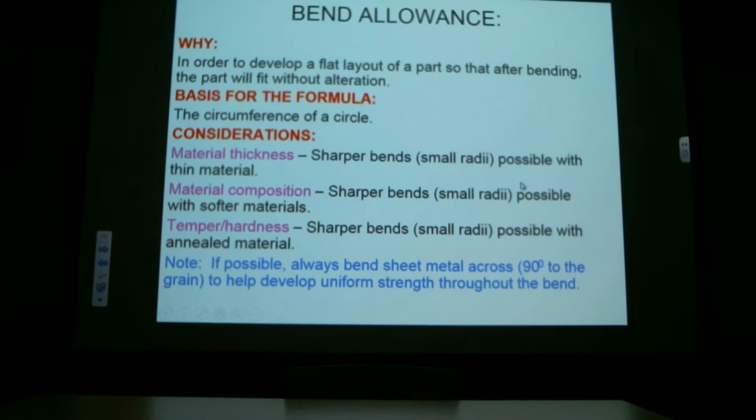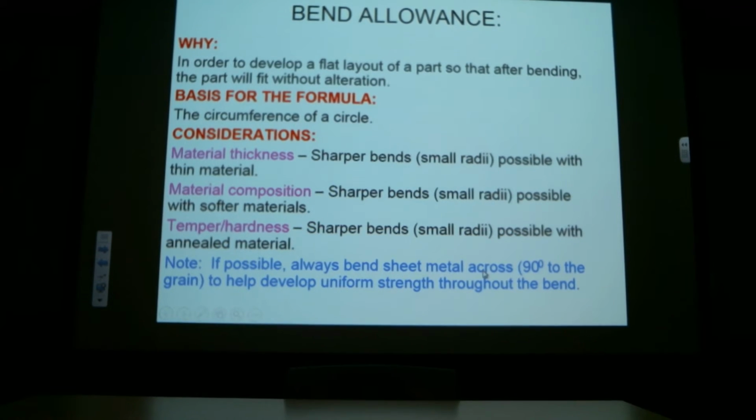Bend allowance. When you're using the formula for bend allowance, what you're trying to do is make a part that requires no alteration after you've made it. So it should fit exactly what you've designed it to be. It says in order to develop a flat layout of the part so that after bending the part will fit without any alteration. That's the idea behind applying bend allowance. You need to know a lot of things when you're calculating bend allowance. You need to know the thickness of the material, what type of material it is, and the temper or hardness.